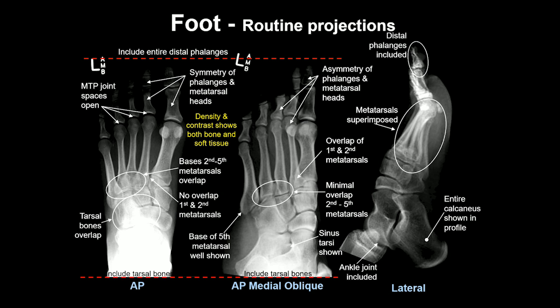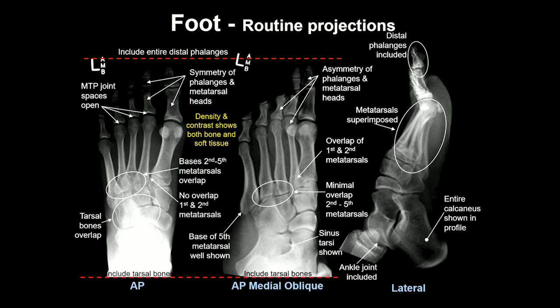So on the AP view, again the metatarsophalangeal joint spaces should be open, and the tarsal bones will overlap. You will have overlapping of the second to fifth metatarsals as well, but there should be no overlap between the first and the second metatarsal. On the oblique view, you should show the base of the fifth metatarsal with minimal overlap of the second to fifth metatarsals, and then you should be able to show the sinus tarsi.